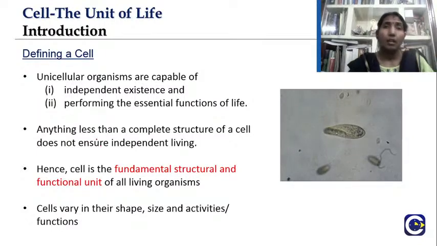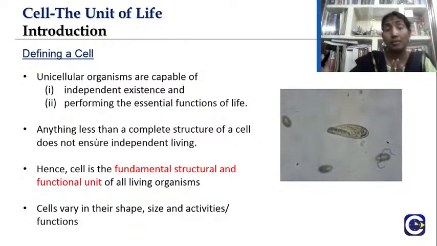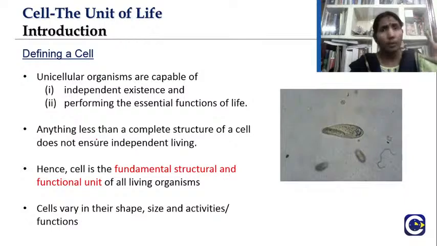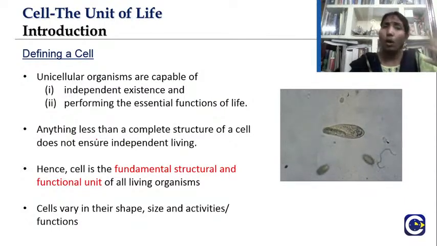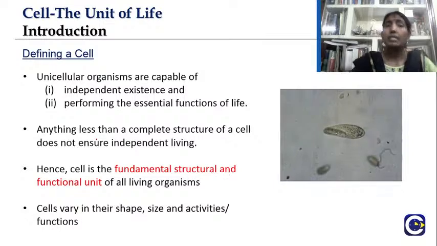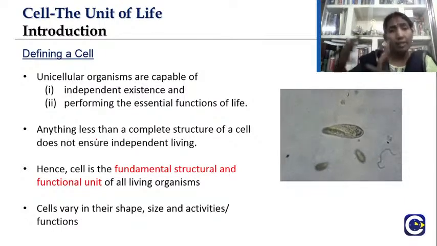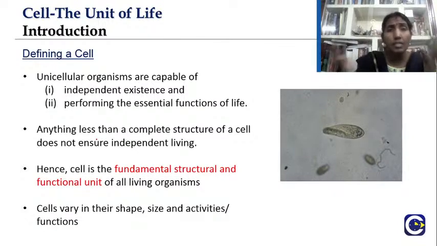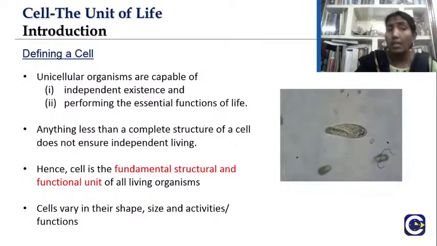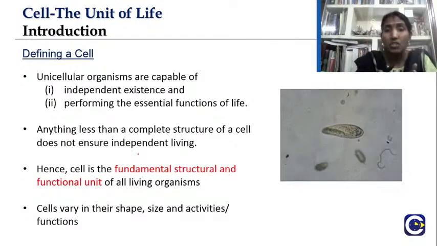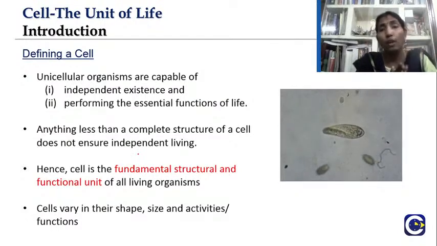So say, for example, we have a unicellular cell and we have multicellular cells. A unicellular cell is quite independent, and it is doing all the things that are needed for life, say digestion, respiration, circulation, whatever. In the same way, when you take a multicellular organism, yes, even it has everything in it. So what is it that makes this up? Anything less than a complete structure of a cell does not ensure independent living. So the cell is a fundamental structural and functional unit of all living organisms.